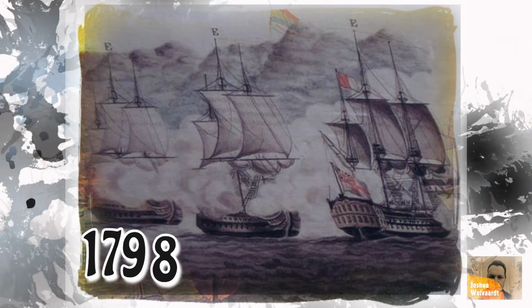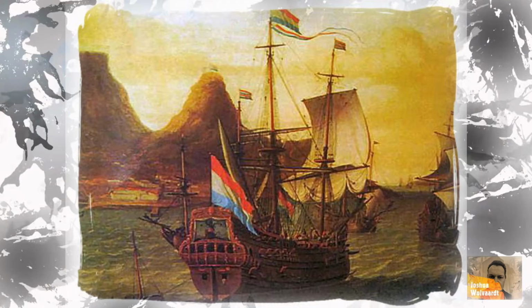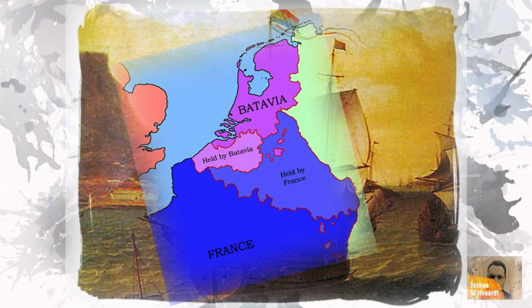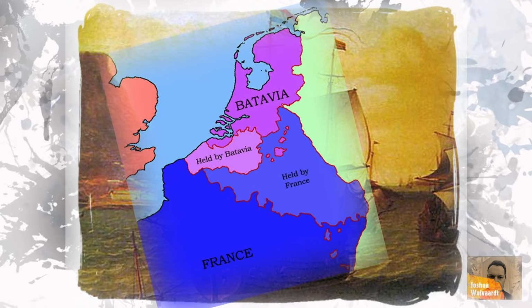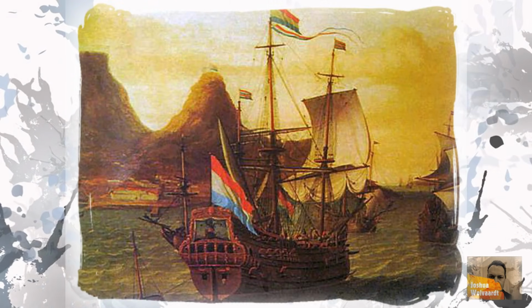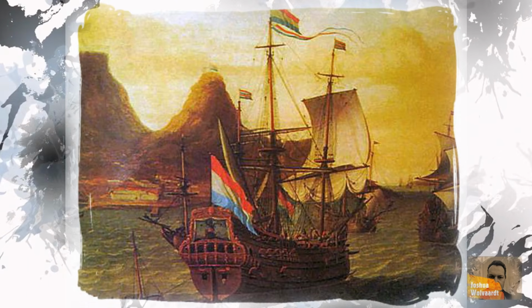In 1798, the United East India Company transferred its territories and claims to the Batavian Republic, established by France. The company eventually ceased to exist in 1799. As relations improved between Britain and France, the Cape Colony was handed over to the Batavian Republic in 1803 as per the Treaty of Amiens.